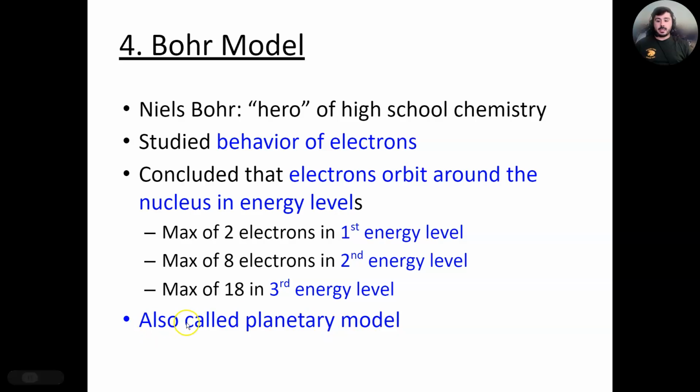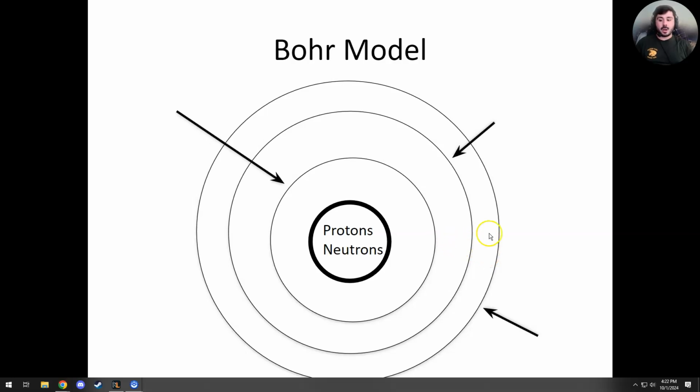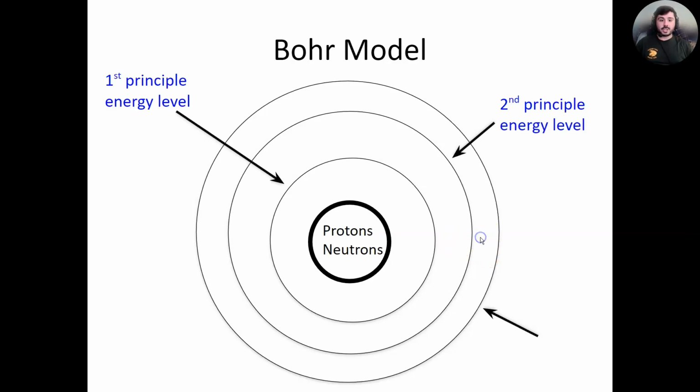Some of the people that were studying his model also call this a planetary model. And this is a look at a very basic Bohr model here. Each of these are the first, second, and third principal energy levels that were just referred to in the previous slide. And again, you can understand why this is called the planetary model.